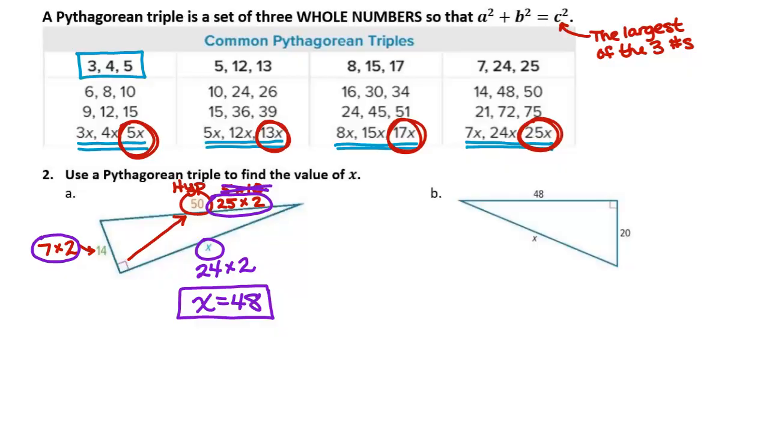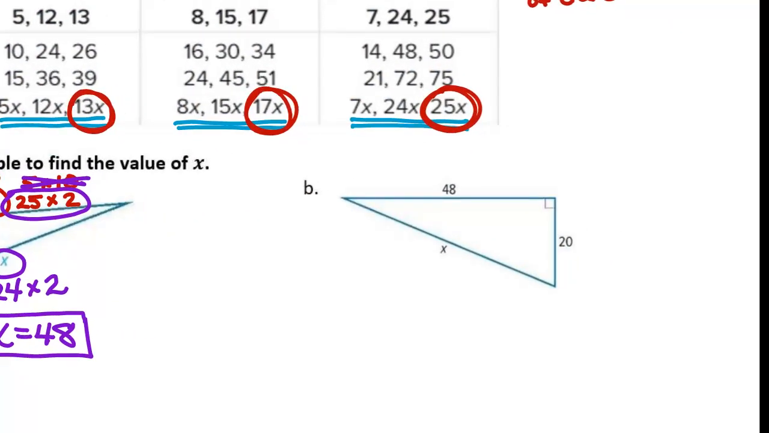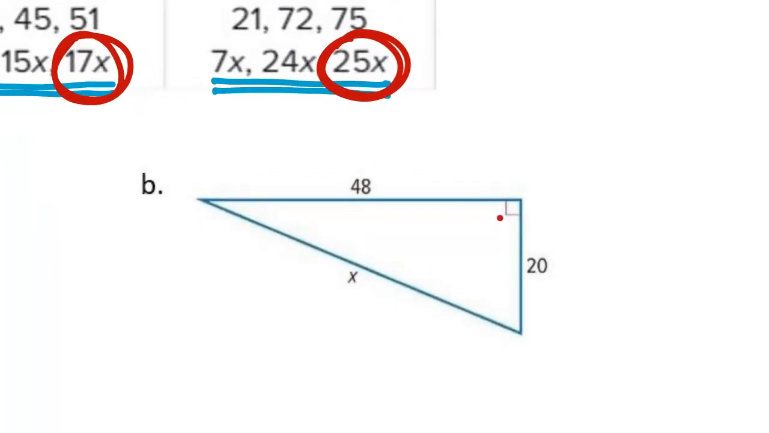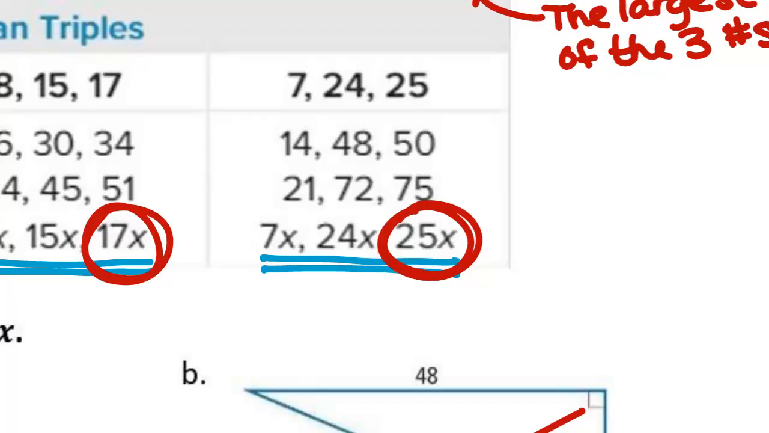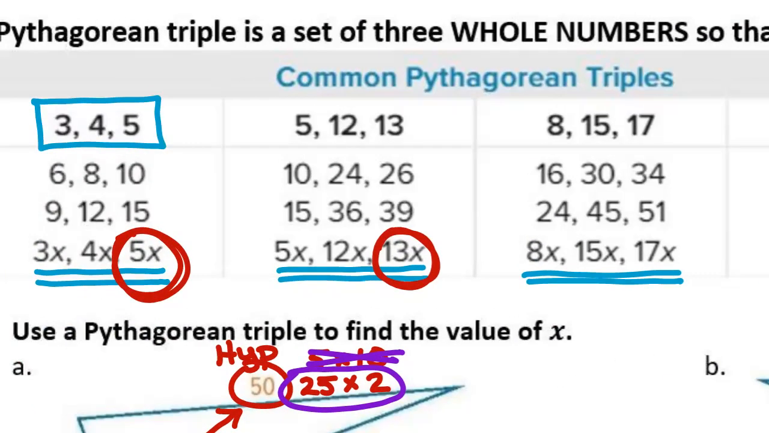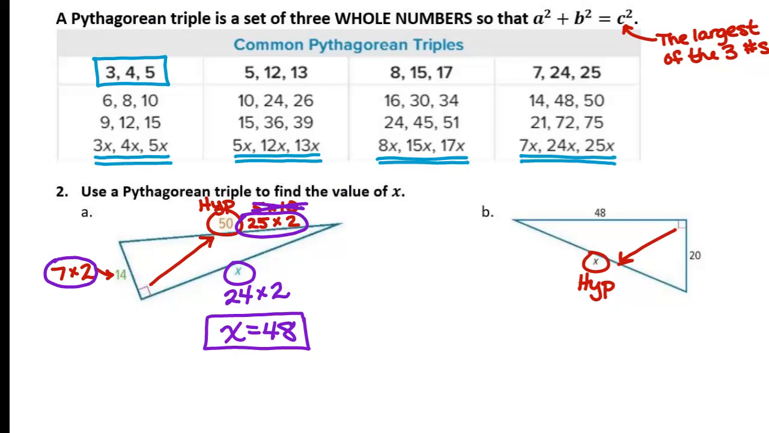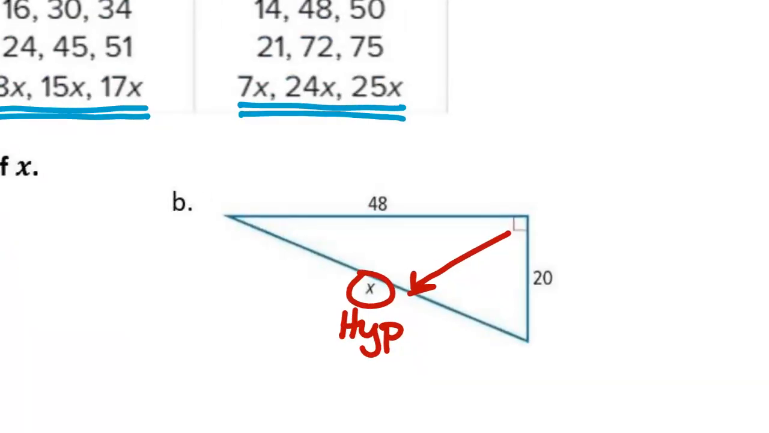You guys okay if we try another one that's kind of like this? All right, let's look at example B. First of all, what's the hypotenuse in example B? X is the hypotenuse. So I can't use the biggest number here to help me figure out which of these triples we're looking at, but I can look at the other two values and try to figure out which of these patterns this fits in. I have a 48 and a 20.